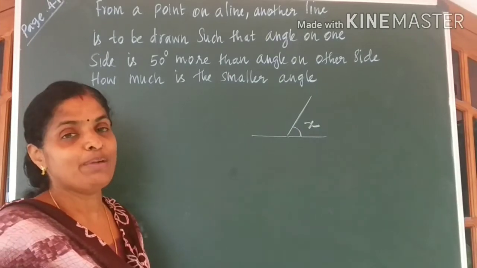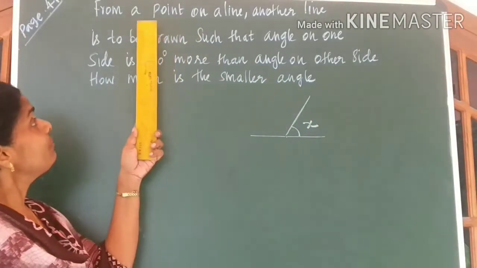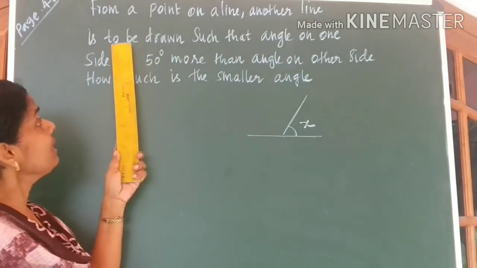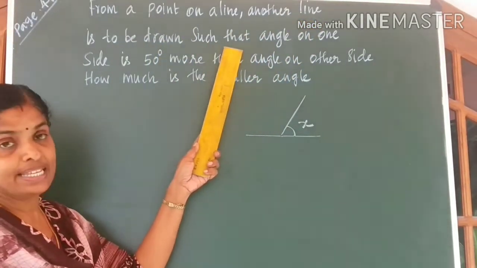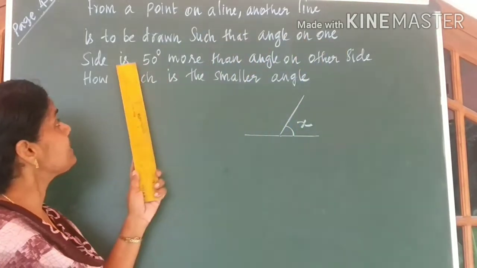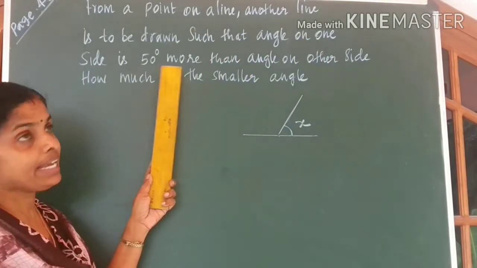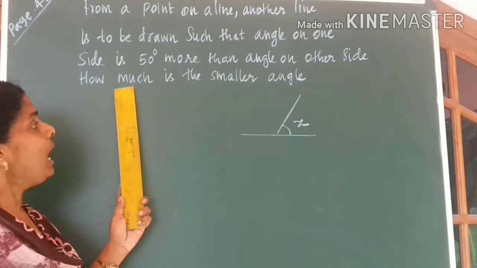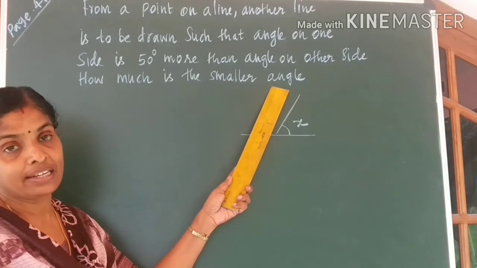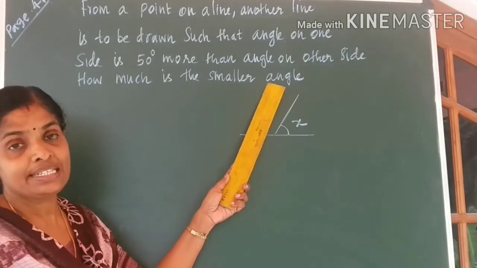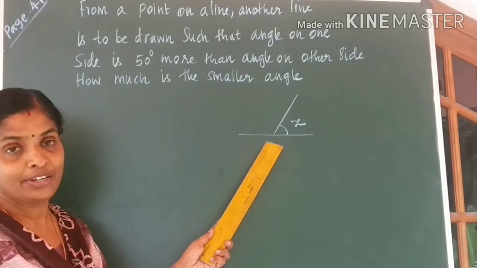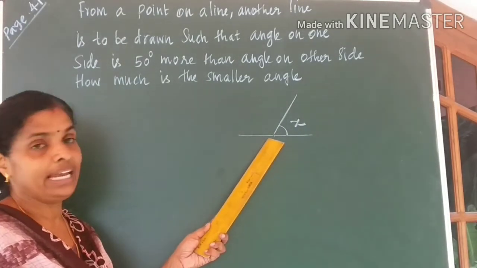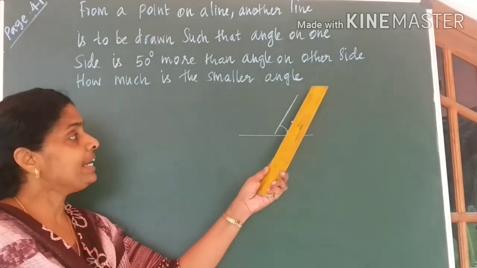Look at one more question, children. From a point on a line, another line is to be drawn such that angle on one side is 50 degree more than angle on the other side. How much is the smaller angle? To explain it, I have drawn a figure. Okay, I have drawn a line. From a point on a line, I have drawn another line.